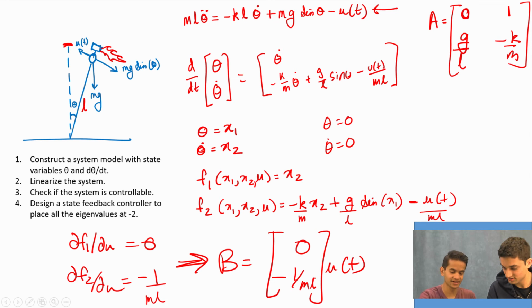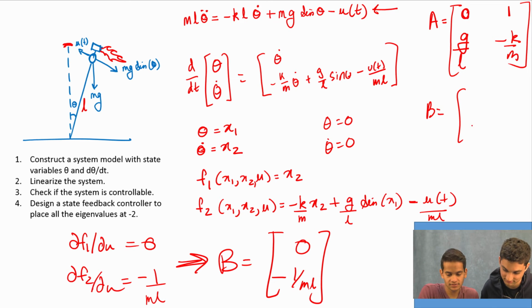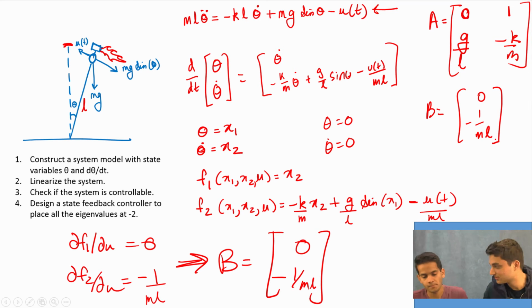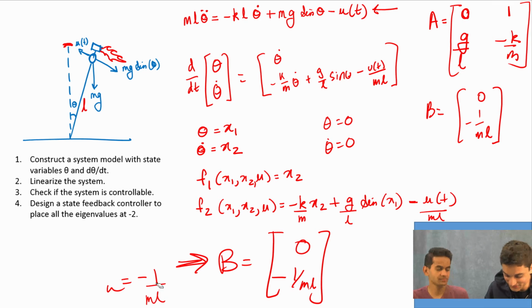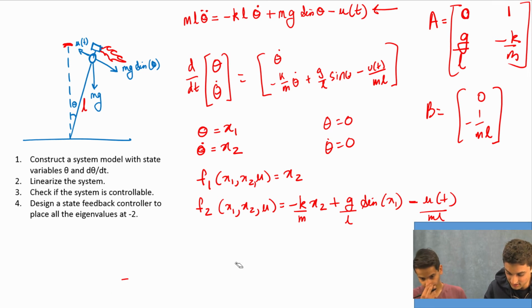Well, just our B matrix is this guy. Oh, yeah, just a B matrix. Sorry, that was my bad. Yeah. So B equals 0, minus 1 over ml. Okay. Cool. Let's just move on to the next slide.